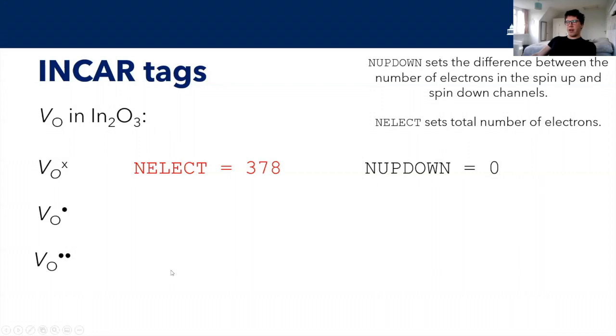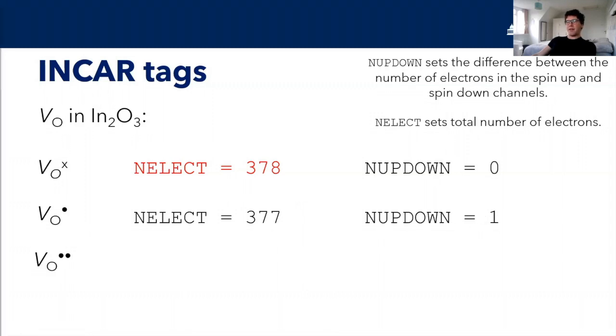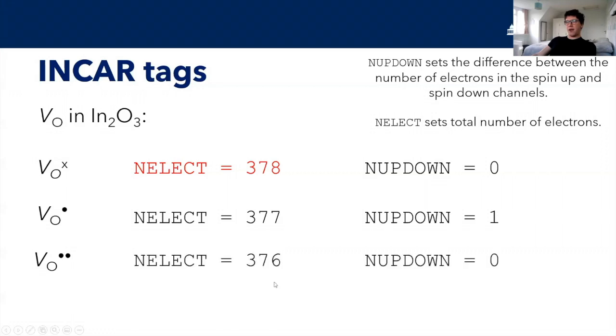For the +1 state, when we ionize the defect, we lose an electron, so we reduce NELECT by 1. We now have an uneven amount of electrons. We have 1 unpaired electron, so we set NUPDOWN to 1. And then for the +2 state, we ionize another electron off, reduce it again, and go back down to 0.